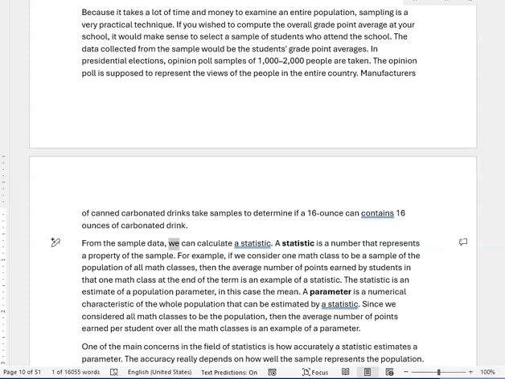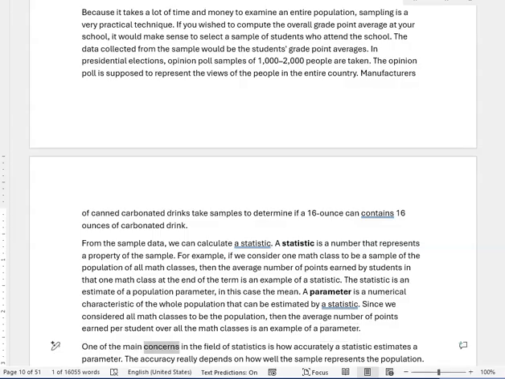From the sample data, we can calculate a statistic. A statistic is a number that represents a property of the sample. For example, if we consider one math class to be a sample of the population of all math classes, then the average number of points earned by students in that one math class at the end of the term is an example of a statistic. The statistic is an estimate of a population parameter, in this case the mean. A parameter is a numerical characteristic of the whole population that can be estimated by a statistic. Since we considered all math classes to be the population, then the average number of points earned per student over all the math classes is an example of a parameter.